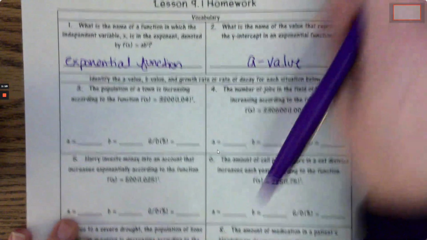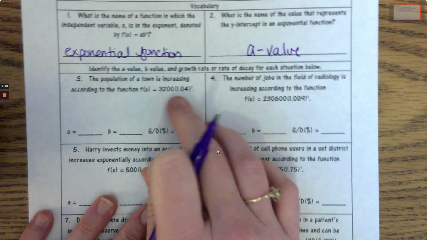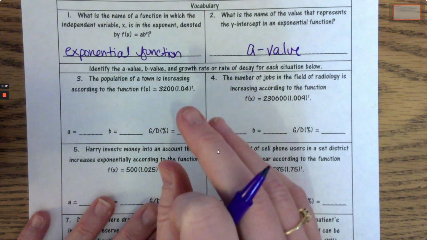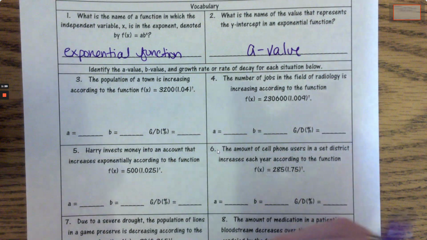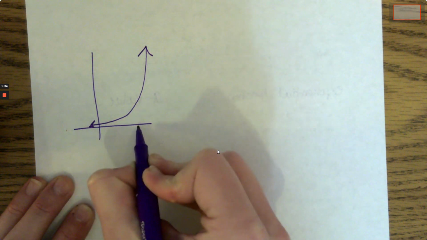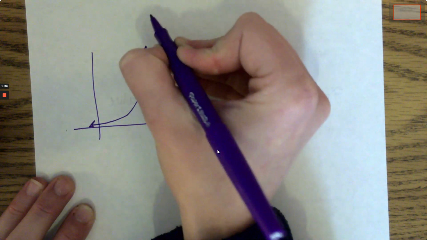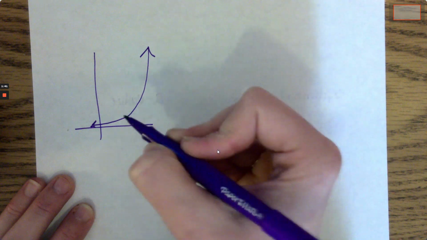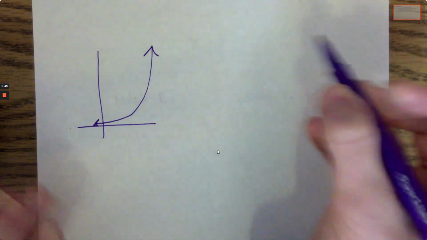All right, so here's what we're going to do. They're going to give us the function, and we're going to identify the a value, the b value, and the growth rate or the decay rate. So quick exponential functions. If I've got a graph, if it's exponential growth, it does something like this. As x increases, y increases, it gets bigger and bigger. This is like interest on savings accounts or interest that you pay on loans is exponential growth.